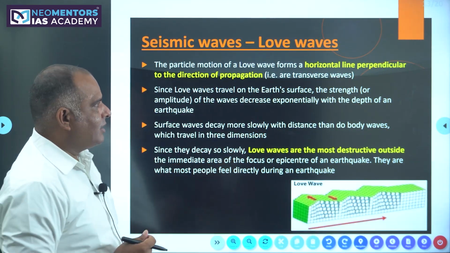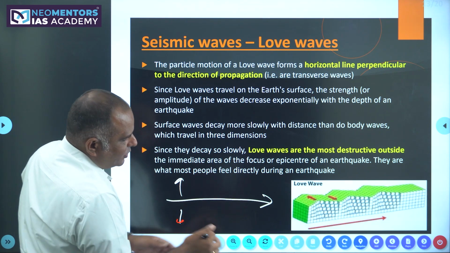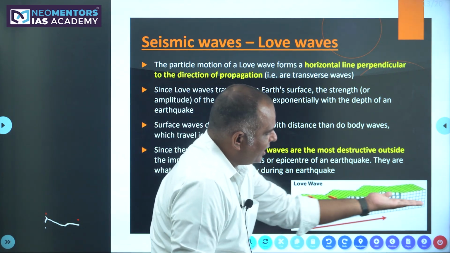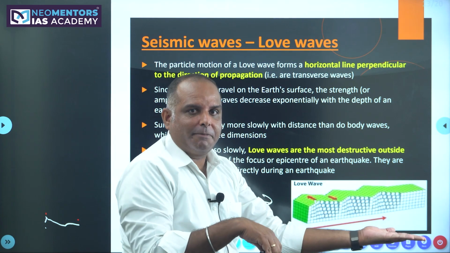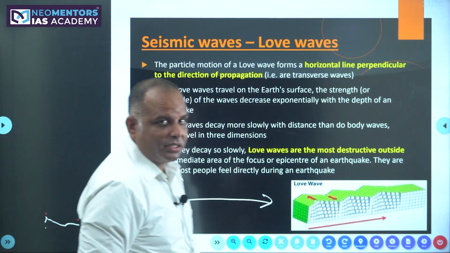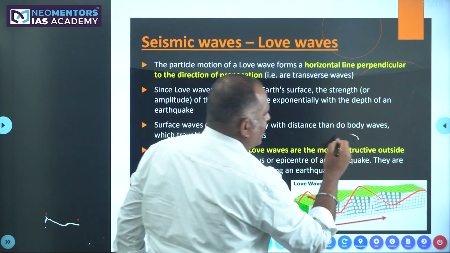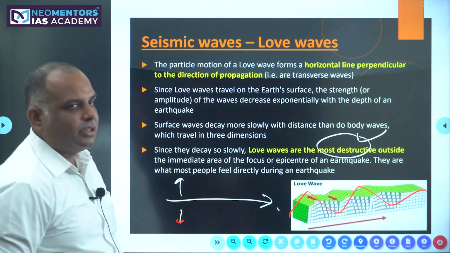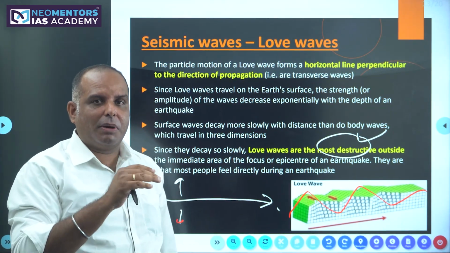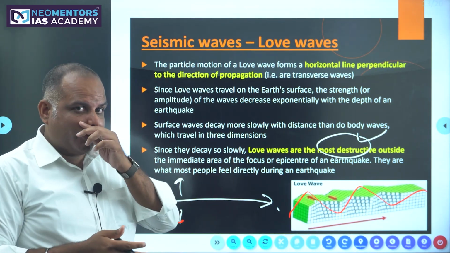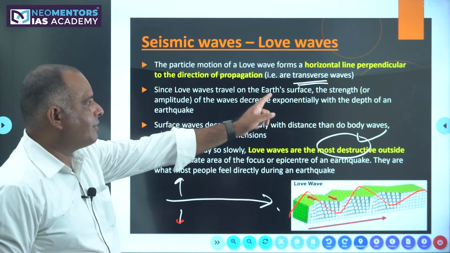What are Love waves? Let's say the wave is propagating in this direction, either this way or this way. If this is how a wave is propagating, the particle motion is either in this direction or in this direction. That means it is perpendicular to the direction of the propagation of the wave on the surface. This is the whiplash effect I was drawing earlier, which is why they are more destructive. They travel in a horizontal line perpendicular to the direction of propagation. So when the particle motion is perpendicular to the direction of propagation, that means it is a transverse wave.